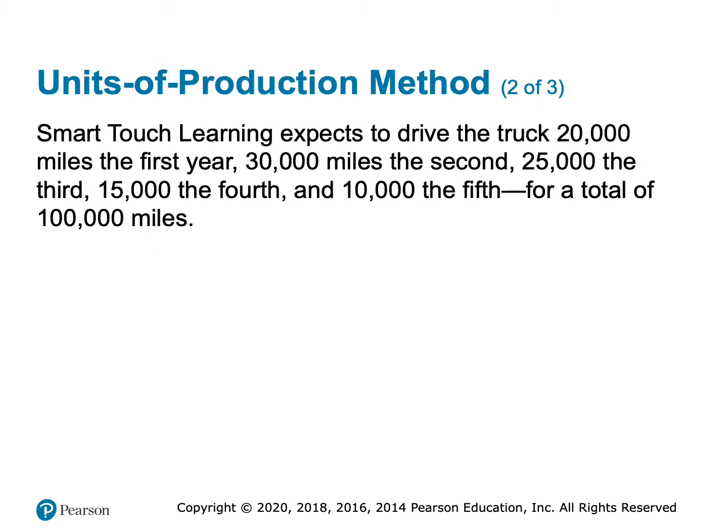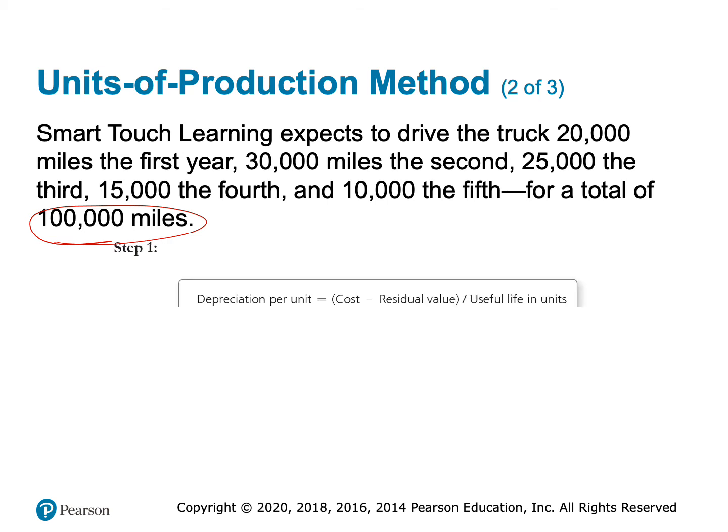So here we're given the example. Remember, we expect to drive our truck 20,000 miles the first year, 30,000 miles the second year, 25,000 the third year, 15,000 the fourth, and 10,000 the fifth year, for a total of 100,000 miles. Remember, 100,000 was one of the useful lives that we were given at the beginning. So your formula for units of production is first to calculate a depreciation per unit. And this is really per unit of measurement. So in our case, it would be depreciation per mile. If you were measuring a copier, it would be depreciation per copy. Or if it was a pitching machine, a depreciation per pitch.